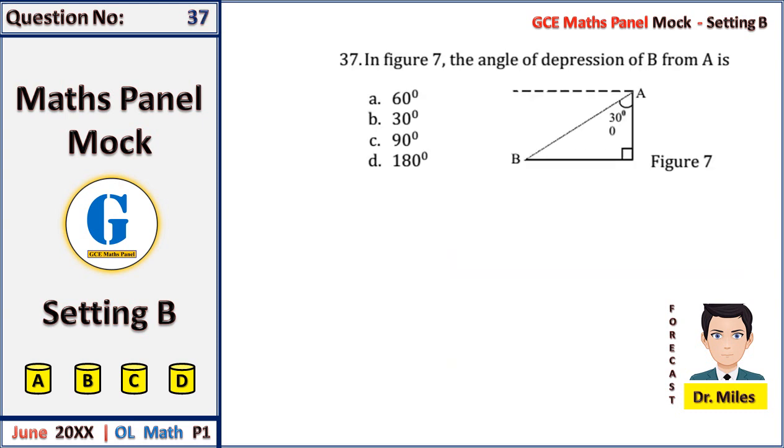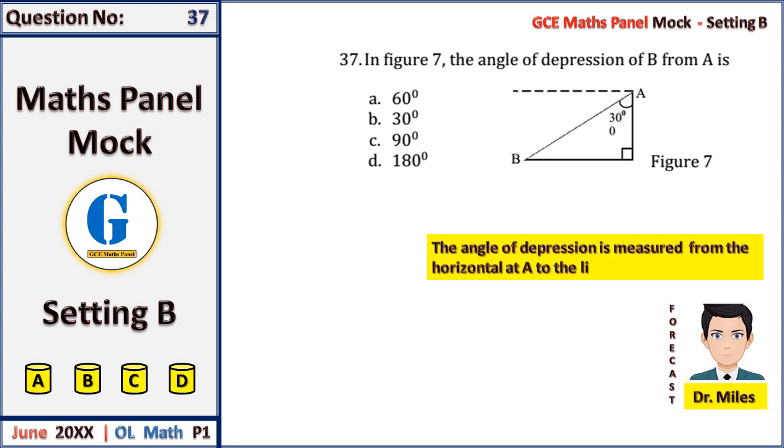37. In figure 7, the angle of depression of B from A is, angle of depression of B from A, not angle of elevation, angle of depression. So this angle is measured from the horizontal at A to the line AB, and that's the indication of the angle. That value is 90 minus 30, which gives us 60 degrees.